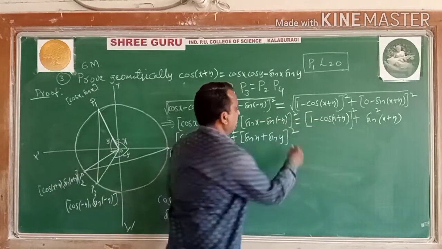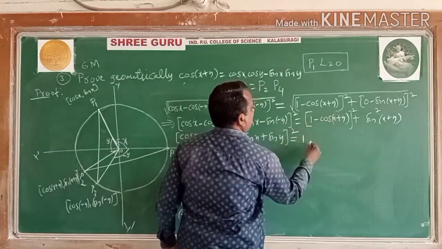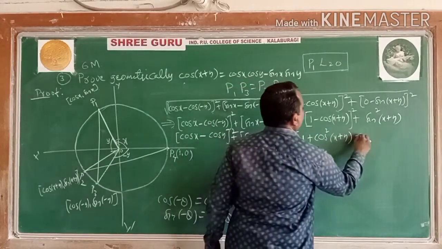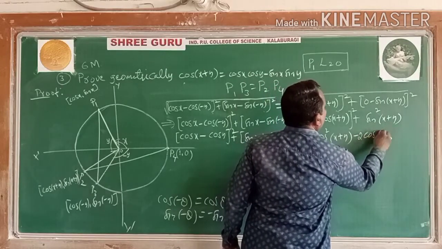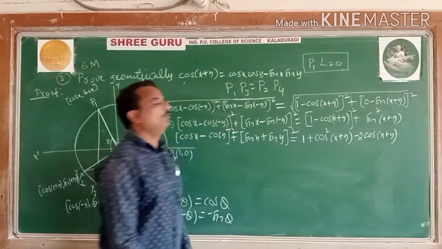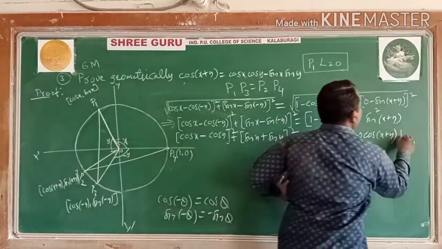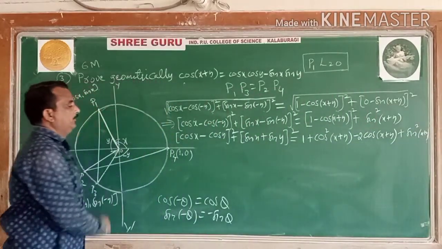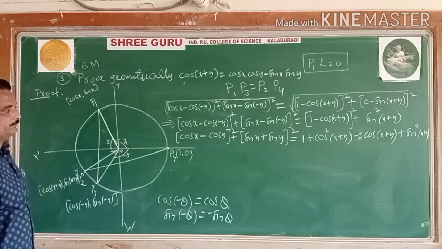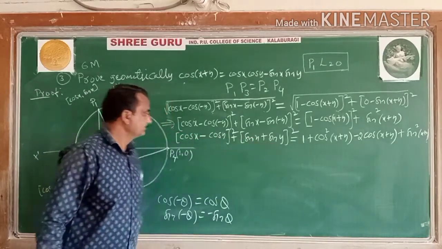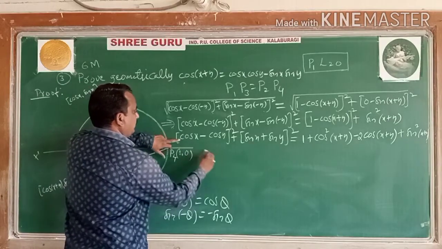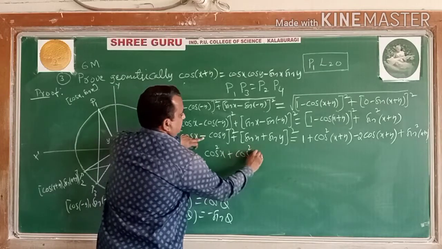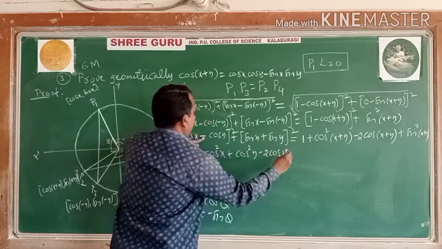Then expanding the right side, a minus b whole square is a square, b square, minus 2ab: 2 into 1 into cos of x plus y, plus sin square of x plus y. Expanding these two sums also, here I will take cos square x plus cos square y minus 2 cos x into cos y.